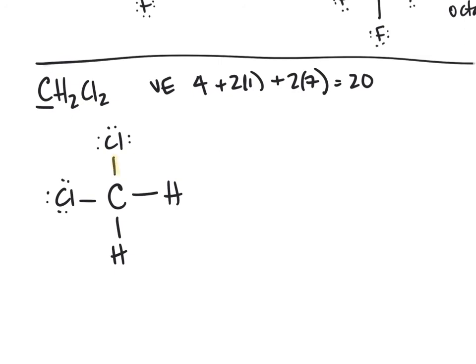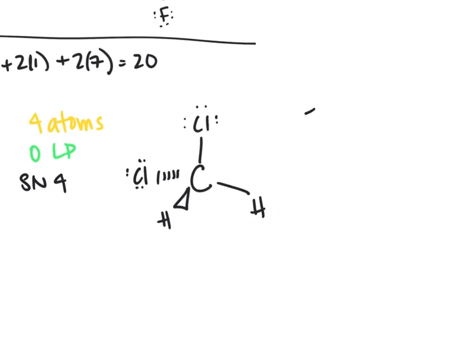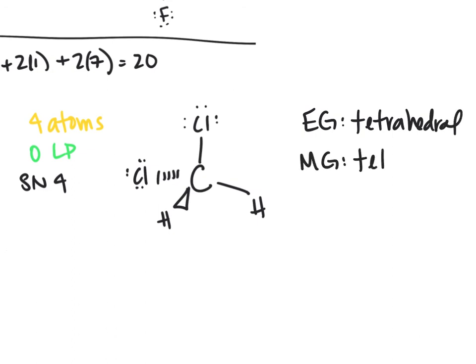From here, we're going to determine that there are 4 bonded atoms, so 4 atoms connected, and 0 lone pairs, which gives us a steric number of 4. So we know that the steric number of 4 has a base geometry of tetrahedral, which is 109.5 degrees apart. So we have 2 hydrogens and 2 chlorines, and these 4 atoms could have been placed anywhere on here, and so the electron geometry is tetrahedral. And the molecular geometry is also tetrahedral.